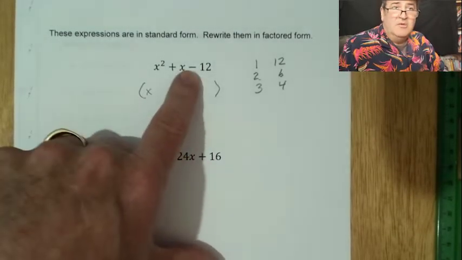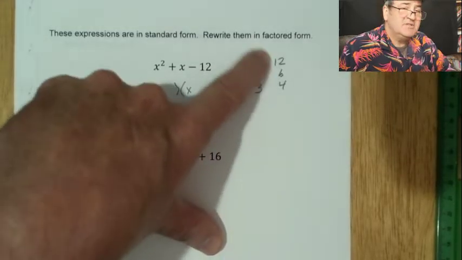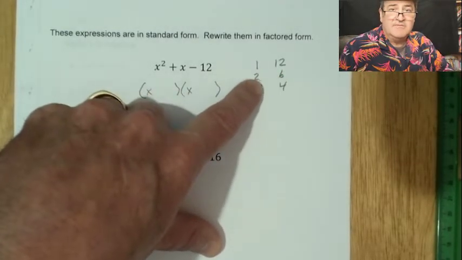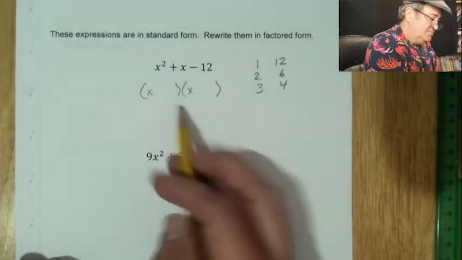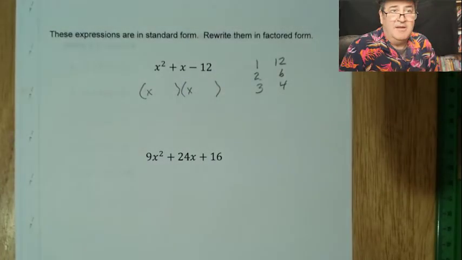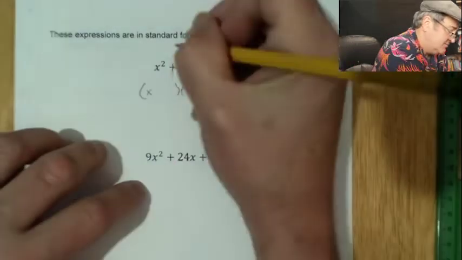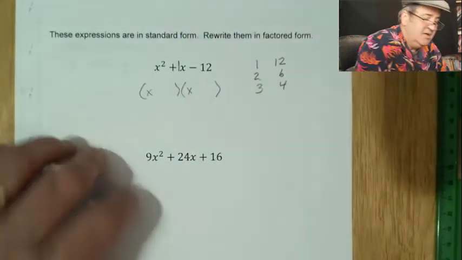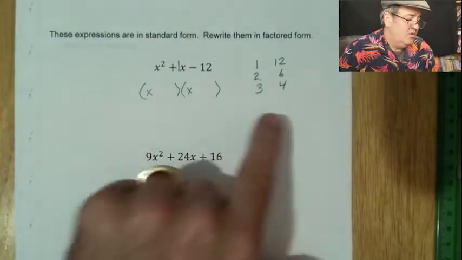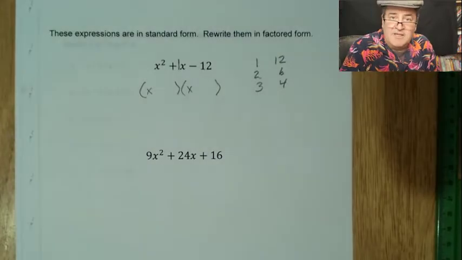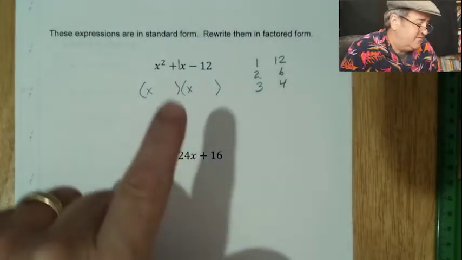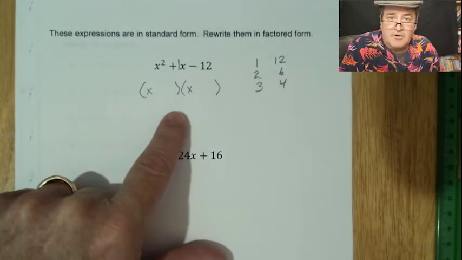So, it's a negative, so one of these numbers has to be a negative, one of them has to be a positive. And when we use both of them, we've got to end up with a plus 1x, right? That plus x means it's plus 1x. So it should be 1 apart. So using these numbers and knowing that one has to be positive, one has to be negative, what is the factored form of this equation?